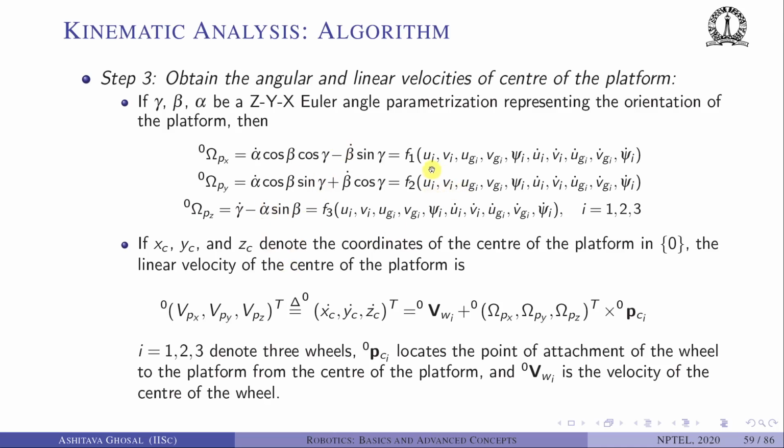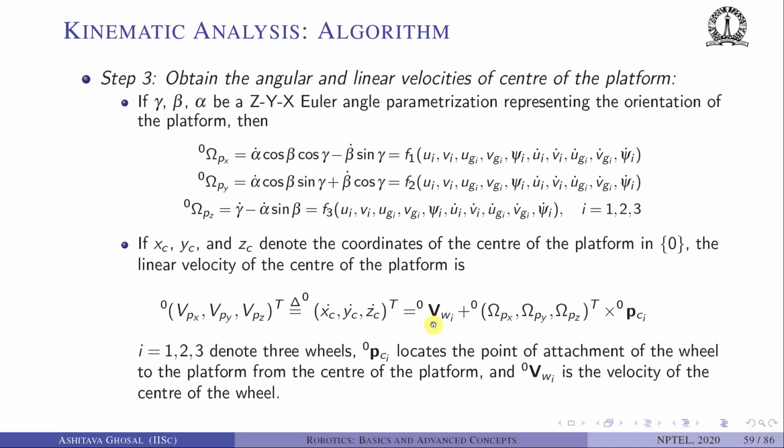And clearly these are related to all the 15 joint variables. Okay, Ui, Vi, Ugi, Vgi for each of the wheels and their derivatives. Okay, if XC, YC, and ZC denote the coordinates of the center of the top platform in reference coordinate system 0, okay, then the linear velocity of the center of the platform is given by derivative of XC, YC, ZC, and this can be obtained as linear velocity of the wheel coordinate system.